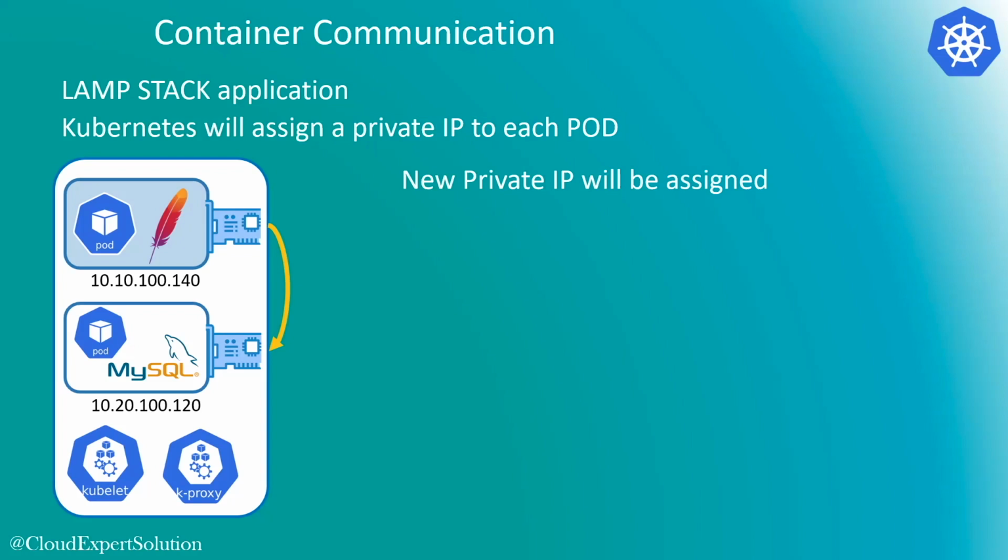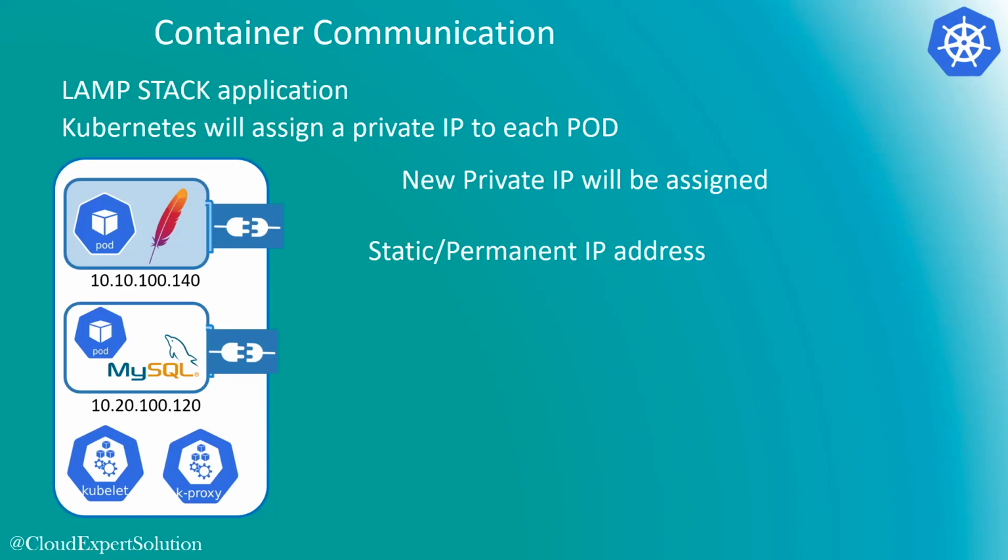Now, since I got a new private IP, this communication can be disrupted. That is why we need a static or permanent IP address with this pod. Kubernetes provides this with the concept of services. Services is a Kubernetes component that will assign static or permanent IP addresses to each of my pods.